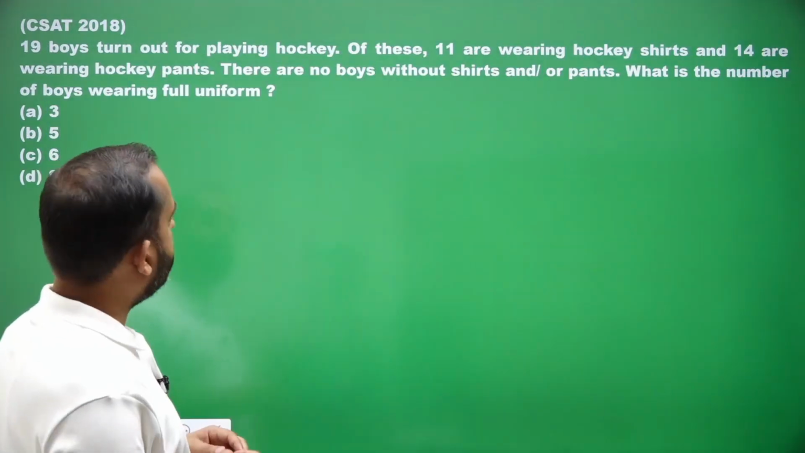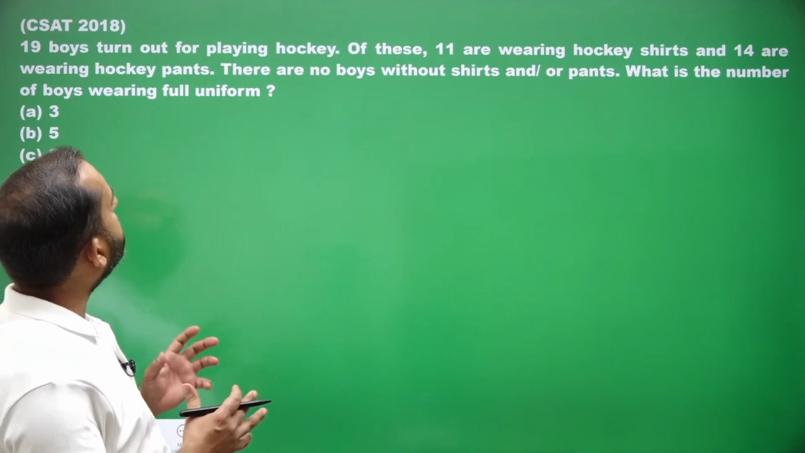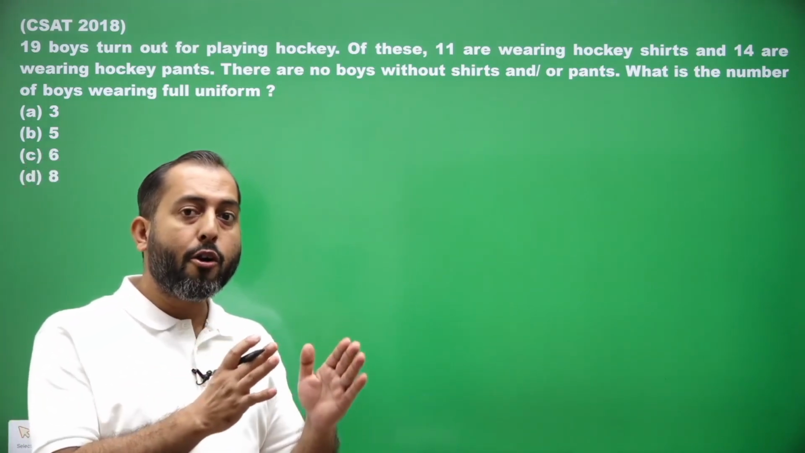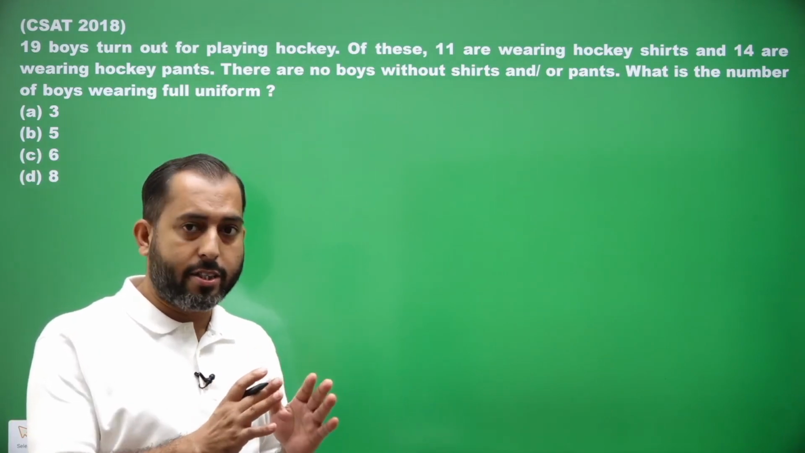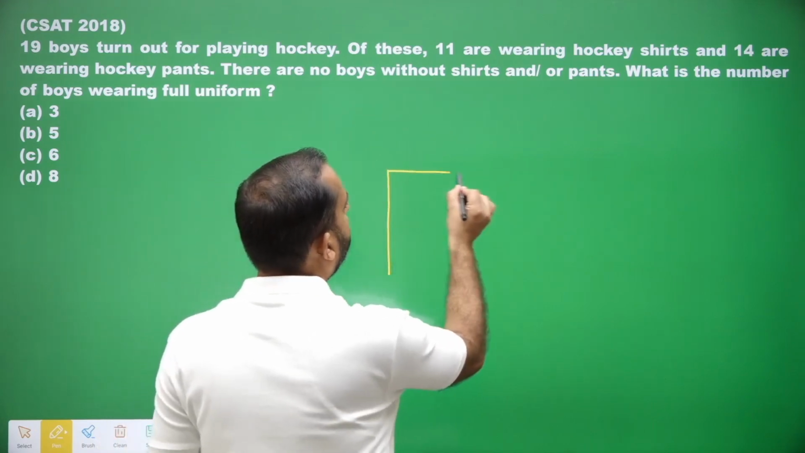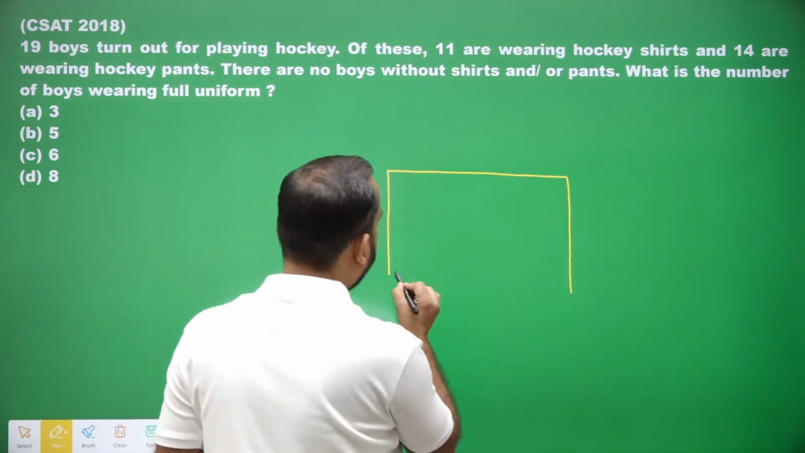Now, this is the next case. It says 19 boys turn out for playing hockey. So, total number of boys are how many? 19. So, the value of the rectangle will be 19.